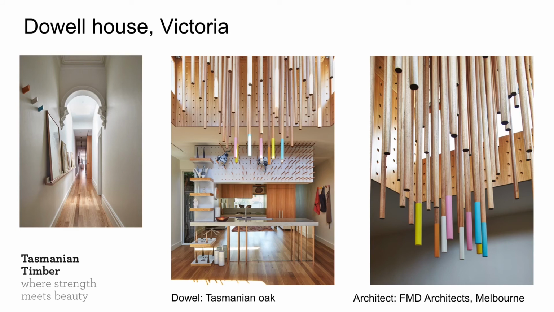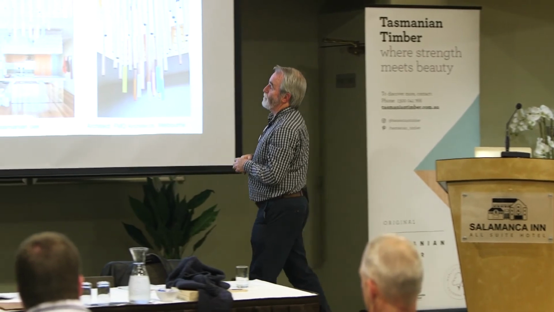So here's what's called the Dowell House in Victoria. And in it, it's a traditional Victorian house problem. You've got big rooms at the front. The kitchen's this little lean-to at the back. People buy it and they go, right, we've got to get rid of this kitchen, make a decent kitchen and a living space. And so that's what they've done.